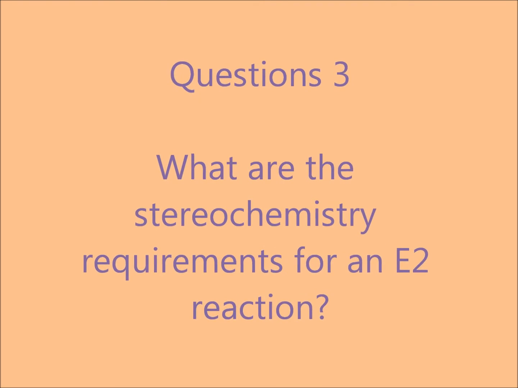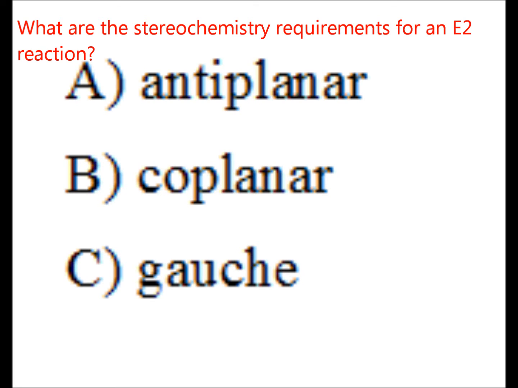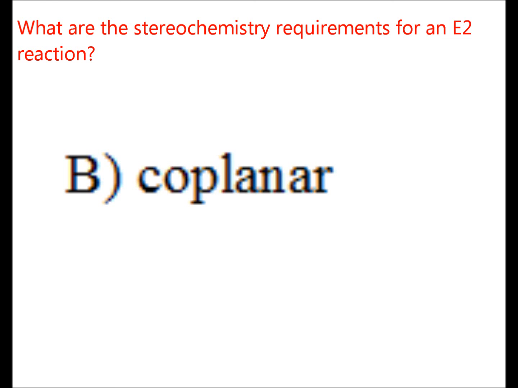Question 3. What are the stereochemistry requirements for an E2 reaction? A, antiplanar, B, coplanar, or C, gauche? The answer is B, coplanar. The two leaving groups have to be together on the same plane in order to have the carbons form a pi bond. Their electrons go from an sp3 to an sp2 hybridization.